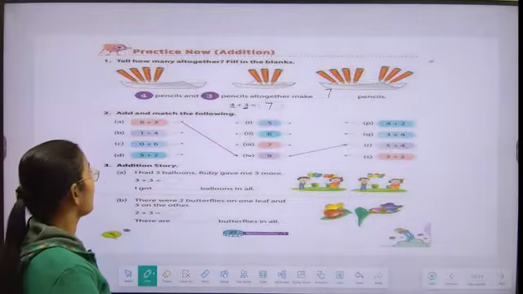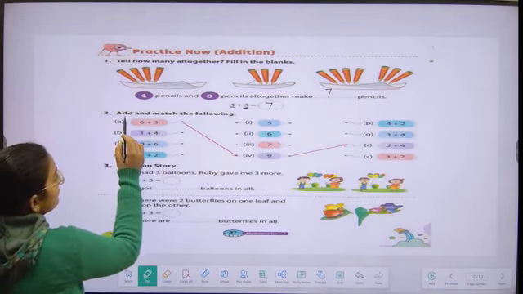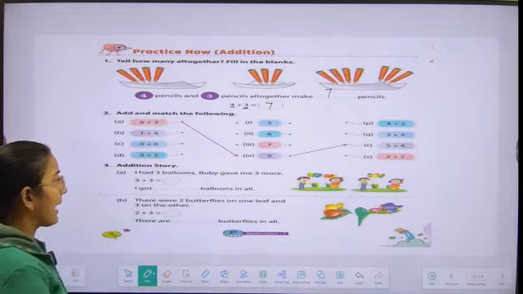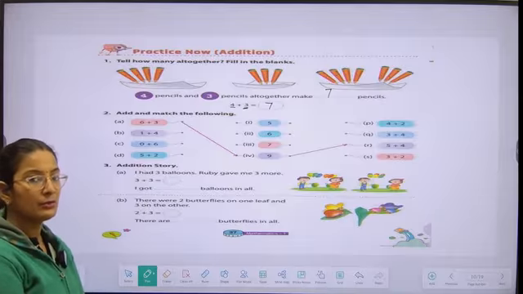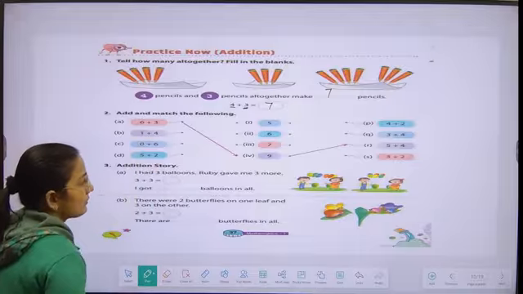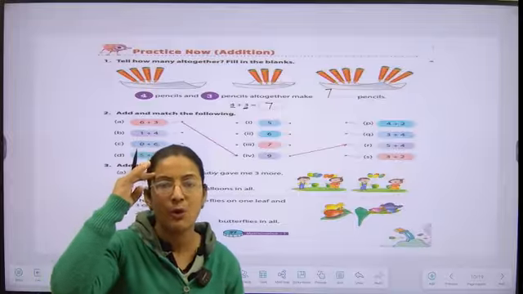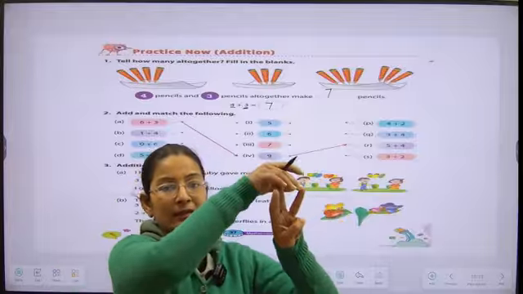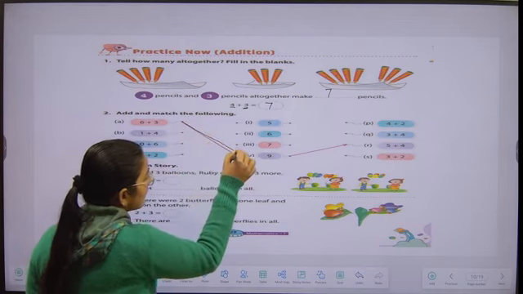Very good, students. Now what we have to do? Read the question, add and match the following. We have to add the numbers and match them. Let's start doing with me. First, we have to add 6 and 3. So what I told you, you have to keep the bigger number in your mind and smaller number on your finger. Let's start addition. 6, 7, 8, 9. So we have to make a line with our pencils just like this.